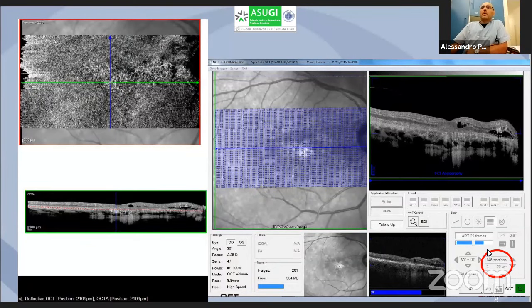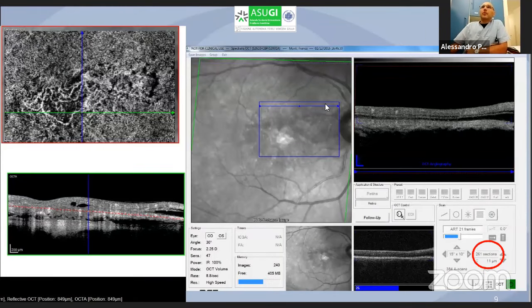That was because we had done a really huge scan, but with really low resolution. We can see here in the corner, at the bottom right of your screen, the resolution was only 30 micron. The highest resolution that this machine could use was 11 micrometer. And with 11 micrometer, we can see here that the presence of a neovascularization is clearly visible.